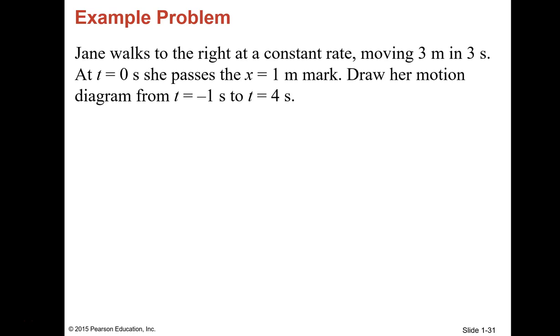Okay, so we have a sample problem. Jane walks at a rate moving 3 meters in 3 seconds. At t0, she passes the x equals 1 mark. Draw her motion diagram from t equals -1 to t equals 4.